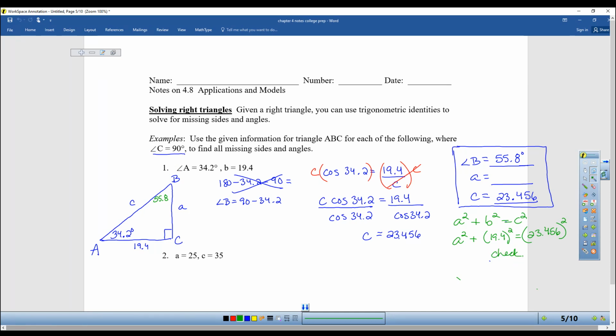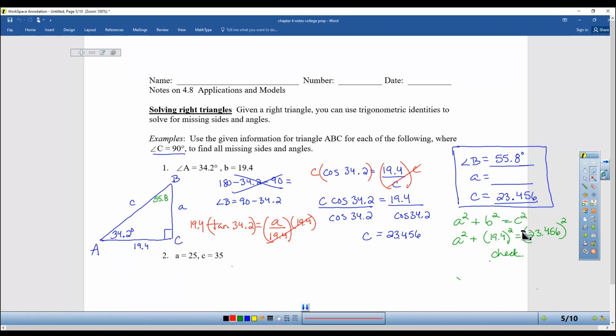But is there any way that you can find A using just the 34.2 and the 19.4? There is. You can use tangent. Tangent of 34.2 is equal to opposite over adjacent. Not only that, but you don't have to clear the fraction for this one. So well, you have to clear the fraction, but A is not in the denominator. So I multiply both sides by 19.4.